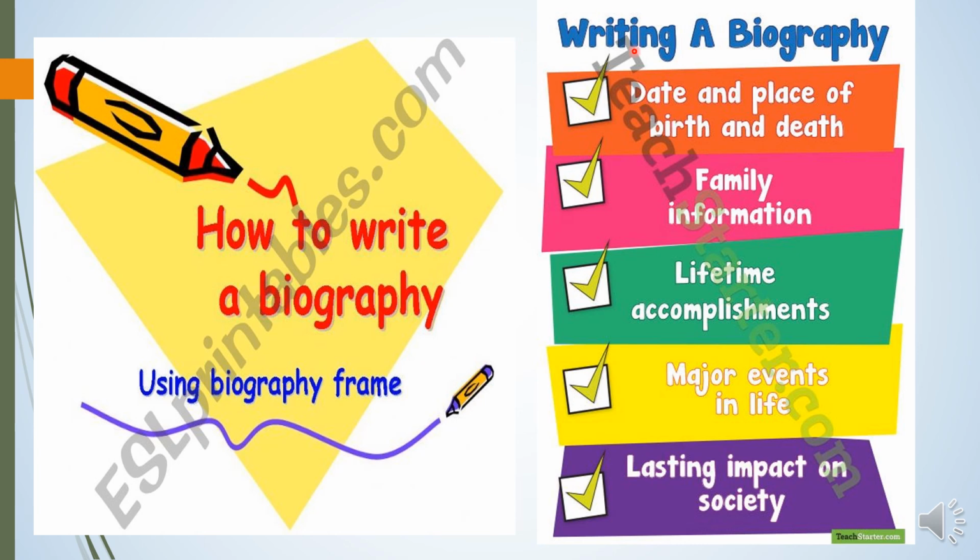Okay, so how to write a good biography? First, you have to mention the date and the place of the birth and death. Then you have to talk about the family information, the lifetime accomplishments. Then you have to talk about the major events in life. And at last, you have to talk about their impact or influence on society, or what people remember them for.